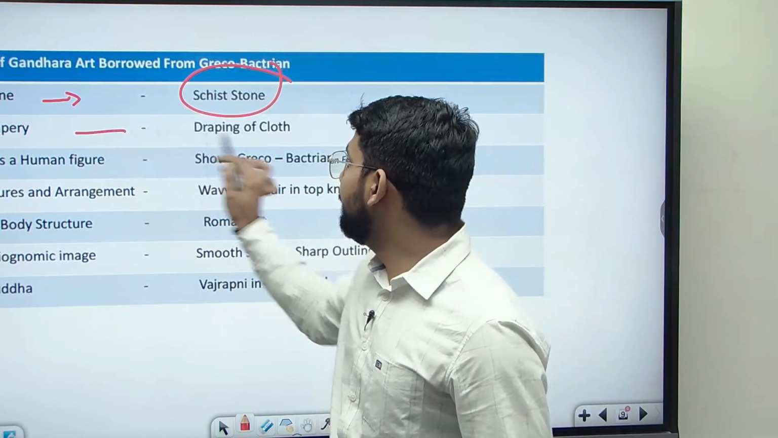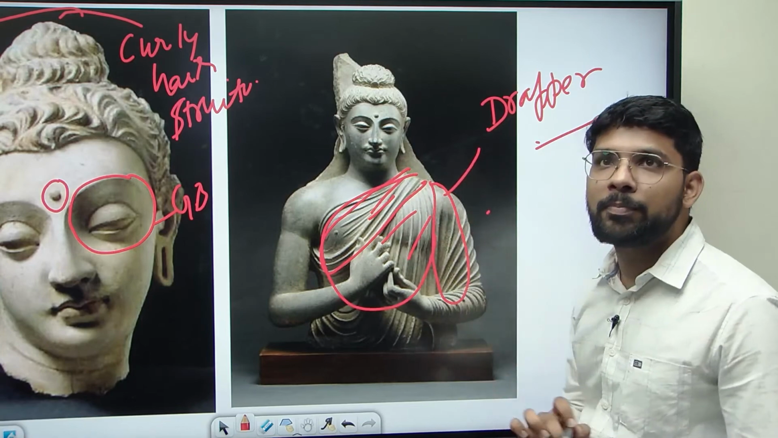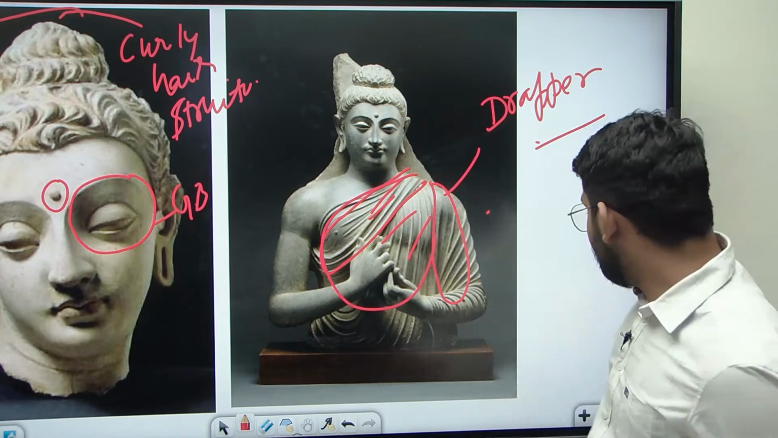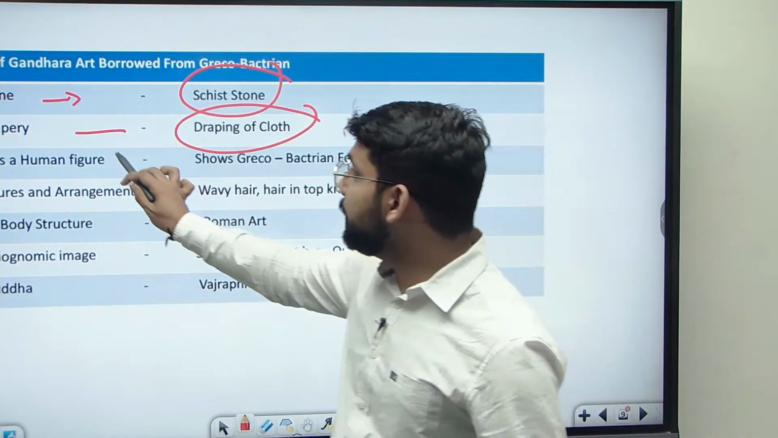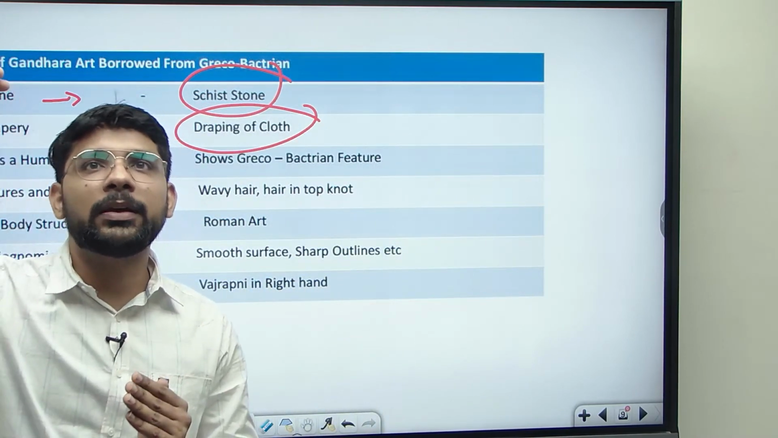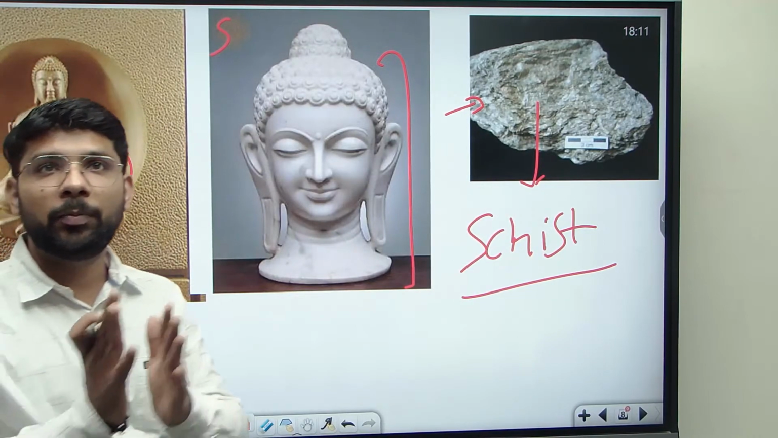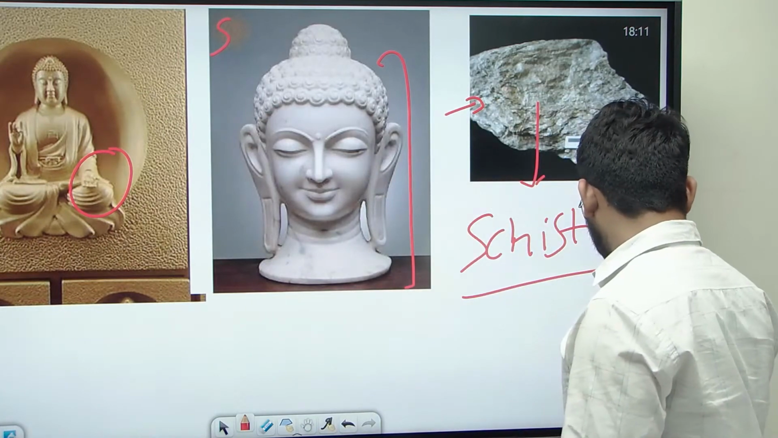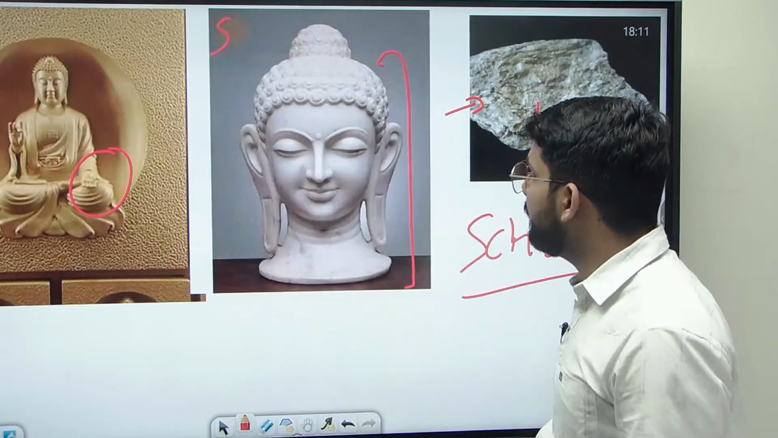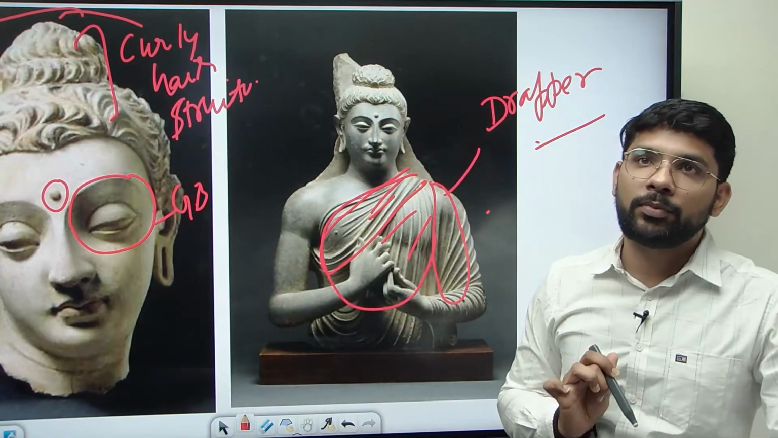Second, use of drapery, the draping of the cloth. I told you in this image you will see this is the draping of the cloth. This is also a Gandhara art form. Next, if we see the point, Buddha has a human figure. In the Gandhara art, they represent the Buddha as a human figure, and that is taken from the Greco-Bactrian. If you see this image, Buddha has a human figure that's taken from the Greco-Bactrian style. Next, body features and arrangements. Wavy hair in top knot. If you see here, the wavy hair in top knot, that's also taken from the Greco-Bactrian style.